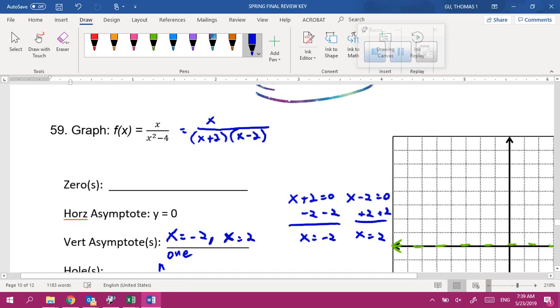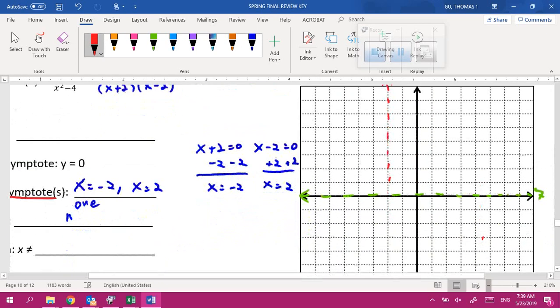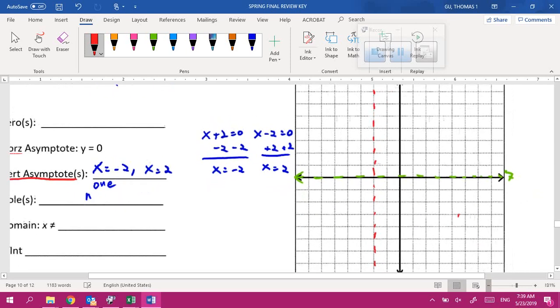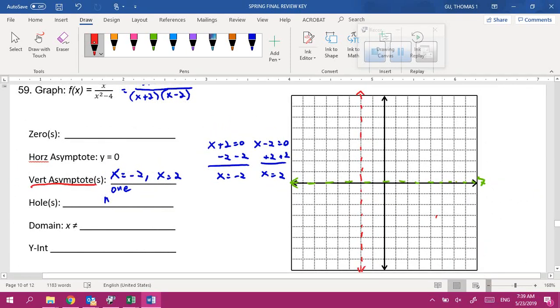Alright, so you've got to graph the vertical asymptotes at x equals negative 2 and x equals positive 2. So you can see this graph has 3 regions, which means there's going to be some work to do here.